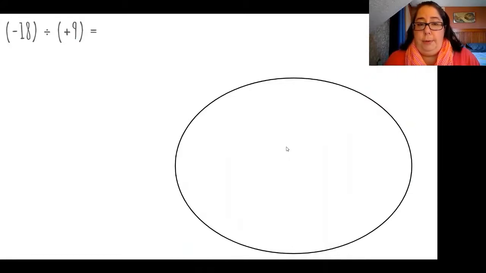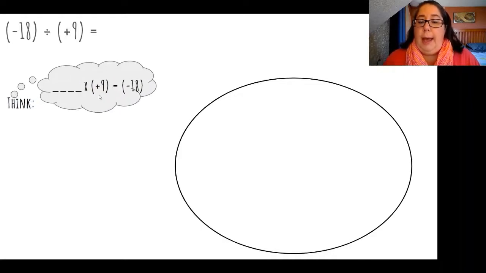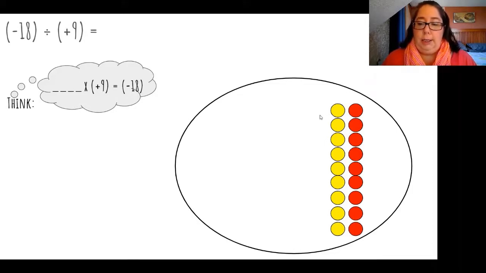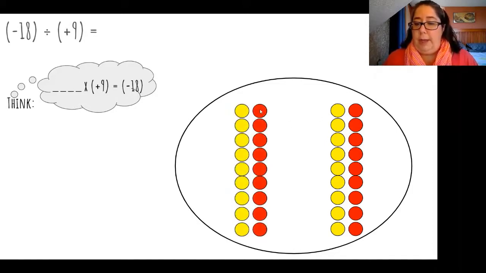For our next example, we're going to look at negative 18 divided by positive 9. So we're going to think how many groups of positive 9 will it take to get to negative 18. Now we want to end up with negative 18 in the bank, but since our 9 is positive, that will never happen unless we use 0 pairs. So I'm going to be putting in 18 0 pairs, but putting them in groups with 9 in a group. So there's 1, 2, 3, 4, 5, 6, 7, 8, and 9. And our other group of 9. So now we have 18 0 pairs.